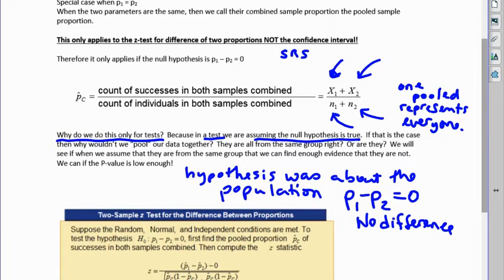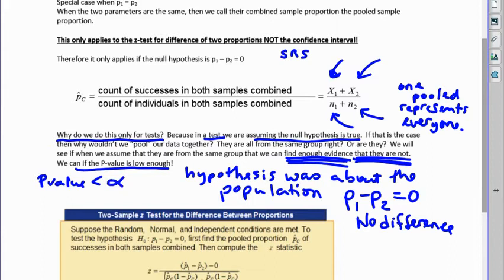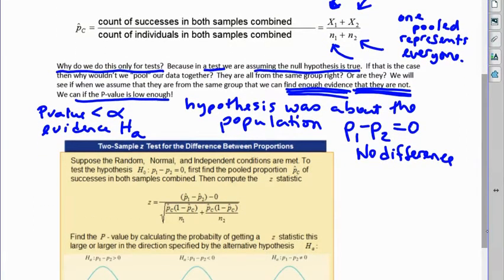And then we're looking for enough evidence. We're looking for enough evidence to say they're not the same. That's if our p-value is low enough, if our p-value is less than the alpha that we've specified, then we have the evidence for the alternative hypothesis. We have the evidence that's going to make our conclusion state that we think that really we have to reject that null.